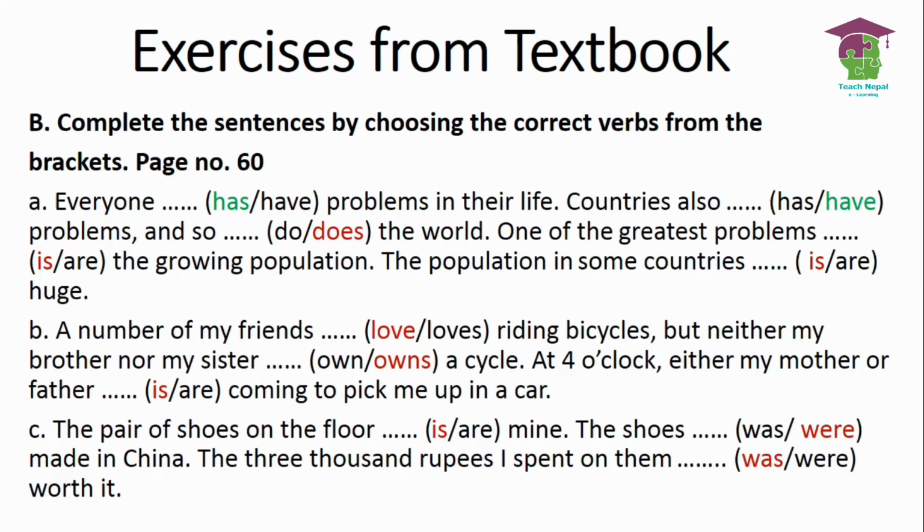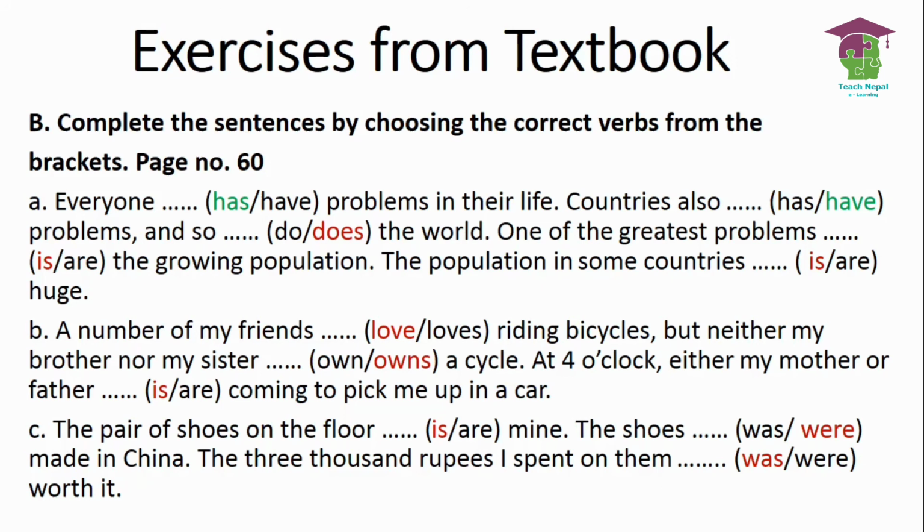So number B, a number of my friends. As I already told you, a number of plus plural noun makes a plural subject, so we have to write the plural verb like love. Okay, riding bicycles, but neither my brother nor my sister, here we look at the subject closest to the verb. My sister is singular, so we have to write a singular verb, rides a cycle at 4 o'clock. Either my mother or father is coming. Right, at last that is a singular noun, so I have to use is.